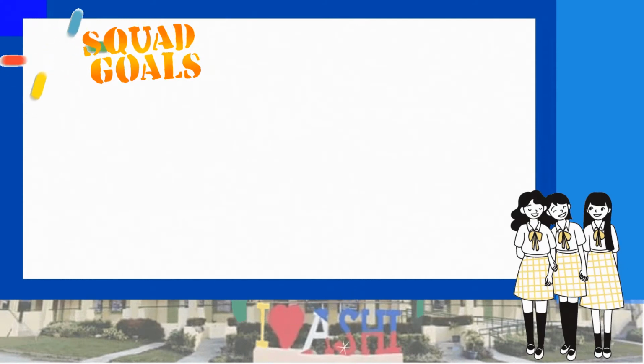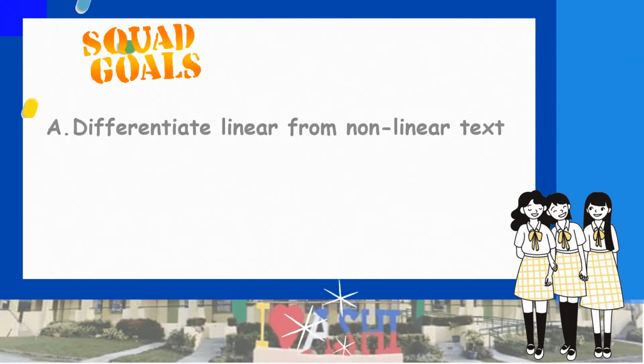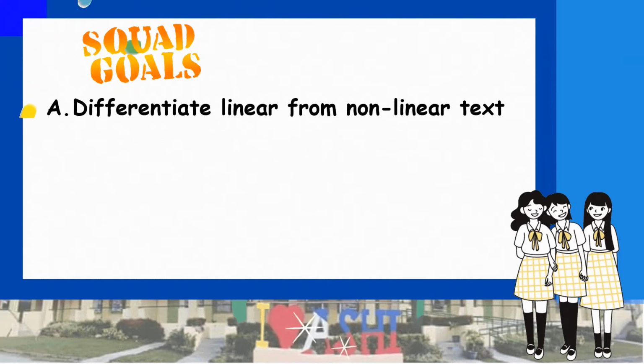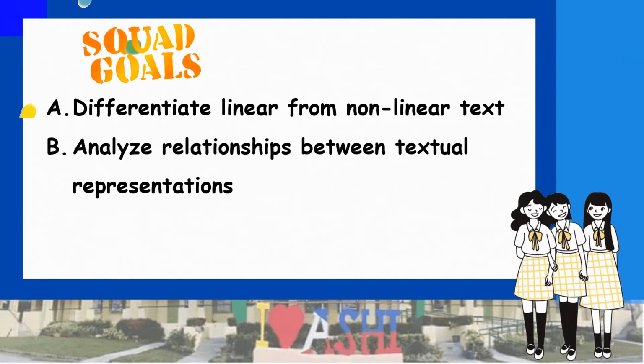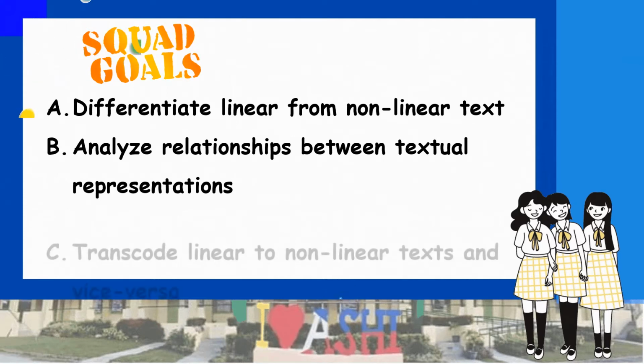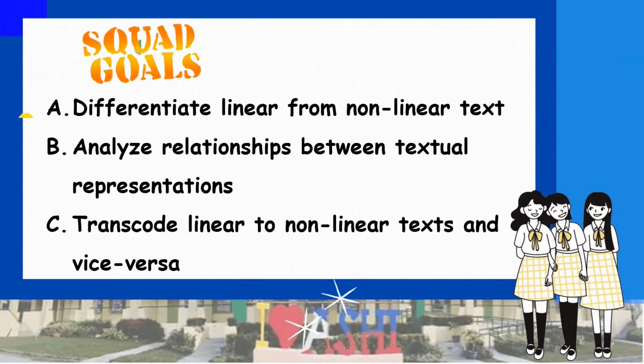But let us have first our objectives with the hashtag squad goals. At the end of this video lesson, you are expected to differentiate linear from nonlinear text, analyze relationships between textual representations, transcode linear to nonlinear text, and vice versa. Now brace yourself and let us fill up your minds with this valuable knowledge and information. Let's go!